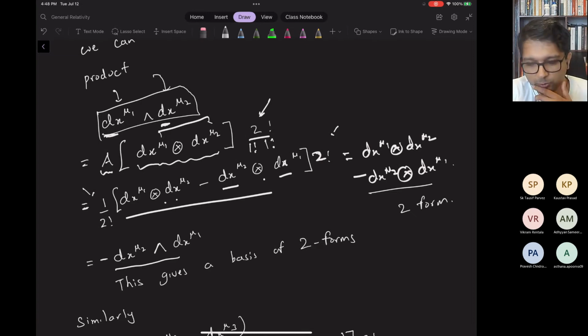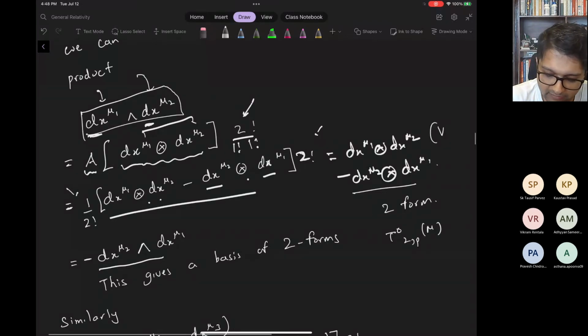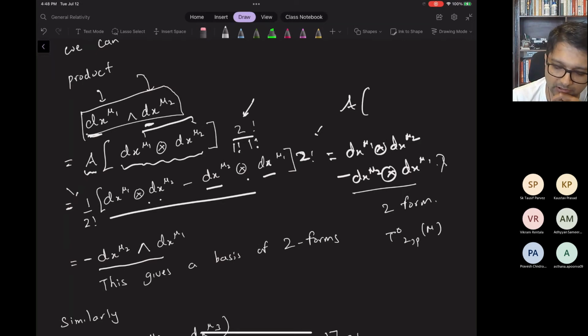Okay, it's a 2 form because firstly it's a type 0-2 tensor at the point P, but it's also a fully anti-symmetric 0-2 tensor. Which means if I feed it any v1, v2, sorry, if I operate with the anti-symmetrizer on this, I will get back the same object. So it's already fully anti-symmetric.